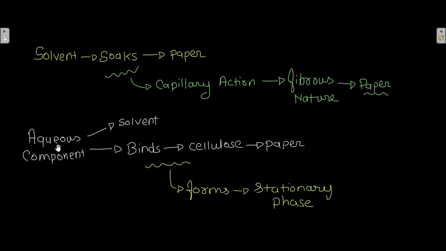Now the solvent has an aqueous component. That aqueous component of the solvent binds with the cellulose of the paper, and the aqueous component bound to the cellulose of paper forms the stationary phase. So in paper chromatography, the stationary phase is the cellulose of paper bound with the aqueous component of the solvent.